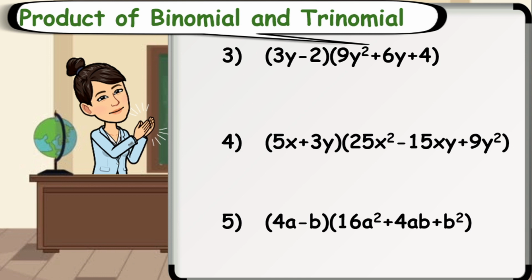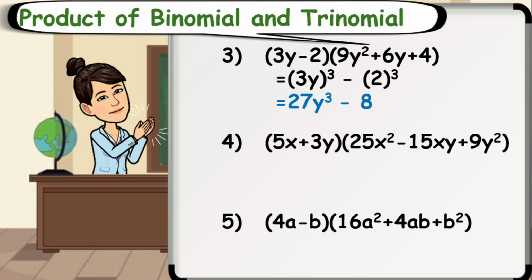Let's check your answers. Number 3, the quantity of 3y minus 2 times the quantity of 9y squared plus 6y plus 4. The pattern was satisfied, so we'll just apply the identity wherein we have to get the cube of the first term, which is the quantity of 3y raised to 3, minus the cube of the second term of our binomial, which is 2 cubed. Simplifying, we have 27y cubed minus 8 as our final answer.